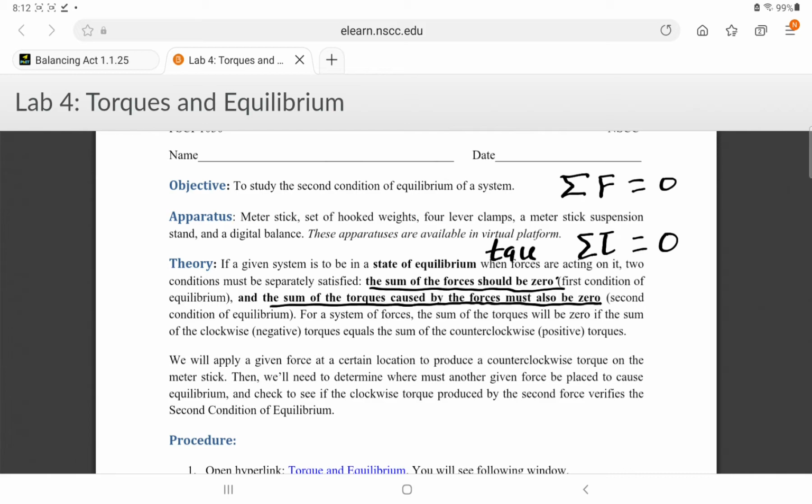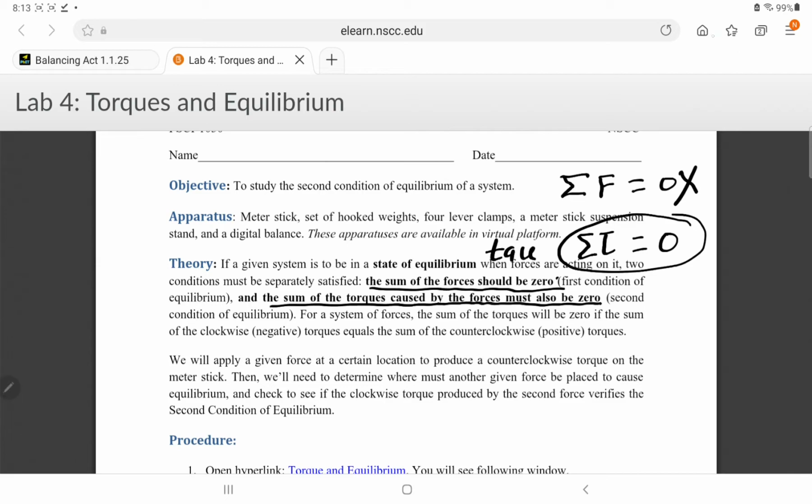In this video, I will guide you through how to do the torque and equilibrium lab. Mainly, we are going to check the second condition of equilibrium. We are not talking about the first one. We are not applying several forces and equilibrium conditions, but we are measuring some torques on a system, and the total torque will be 0 to have an equilibrium condition. So that's what we are doing.